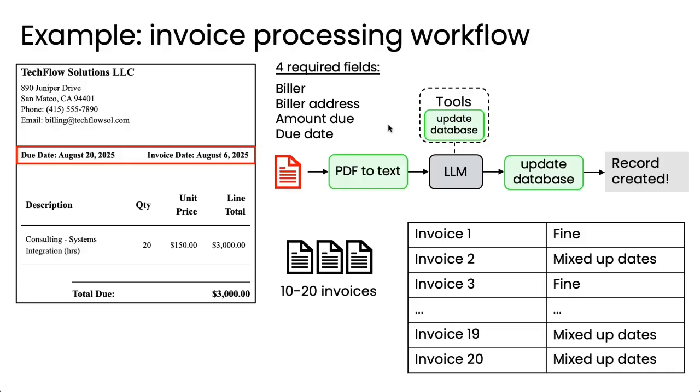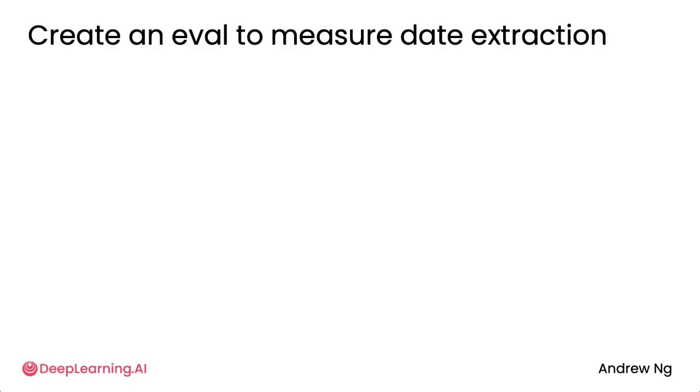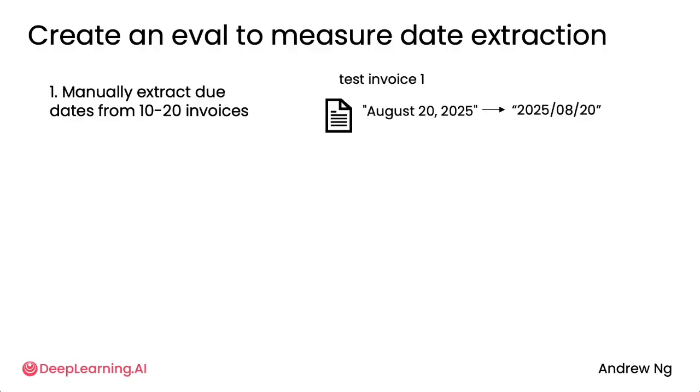Now, if you've decided that you want to modify your system to improve the accuracy with which it is extracting the due date of the invoice, then to track progress, it might be a good idea to create an evaluation, or an eval, to measure the accuracy of data extraction. There are probably multiple ways one might go about this, but let me share with you how I might go about this. To create a test set or an evaluation set, I might find 10 to 20 invoices and manually write down what the due date is.